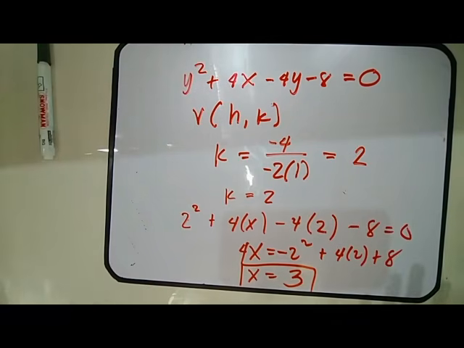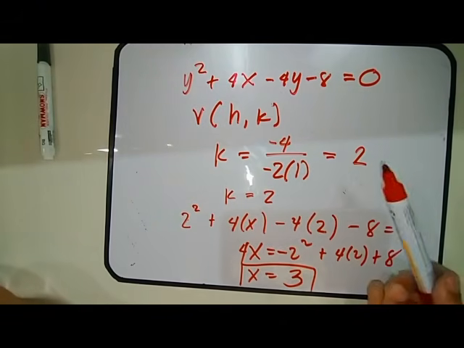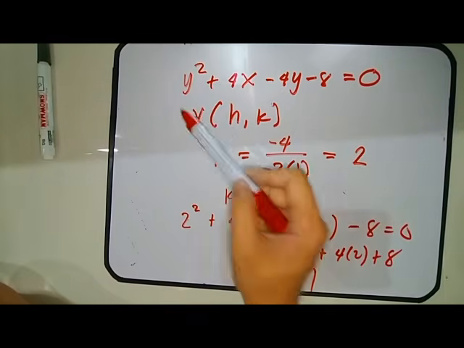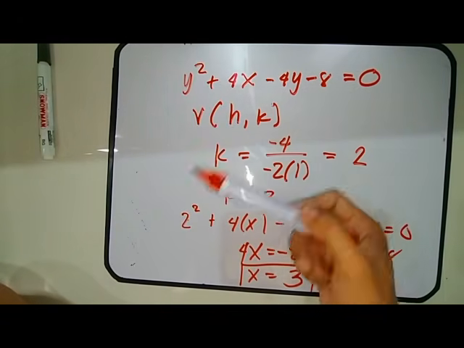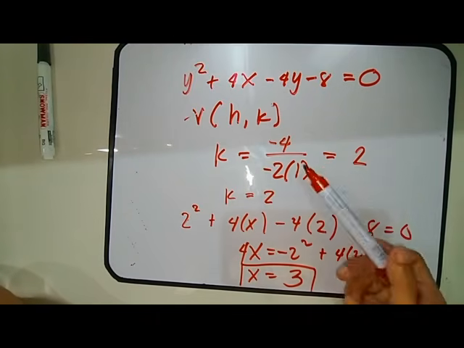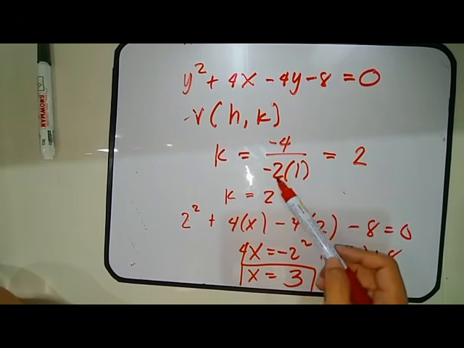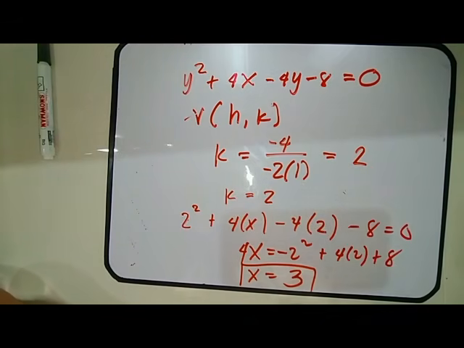So, if you're finding for the vertex, you don't need to complete the square. So, you just do this procedure. So, if your equation, yung naka-square niya is y, pwede mo makuha yung k niya, which corresponds to the y coordinate of your vertex here. So, yung coefficient ng first degree y, i-divide lang natin sa negative 2 times yung coefficient ng naka y squared.